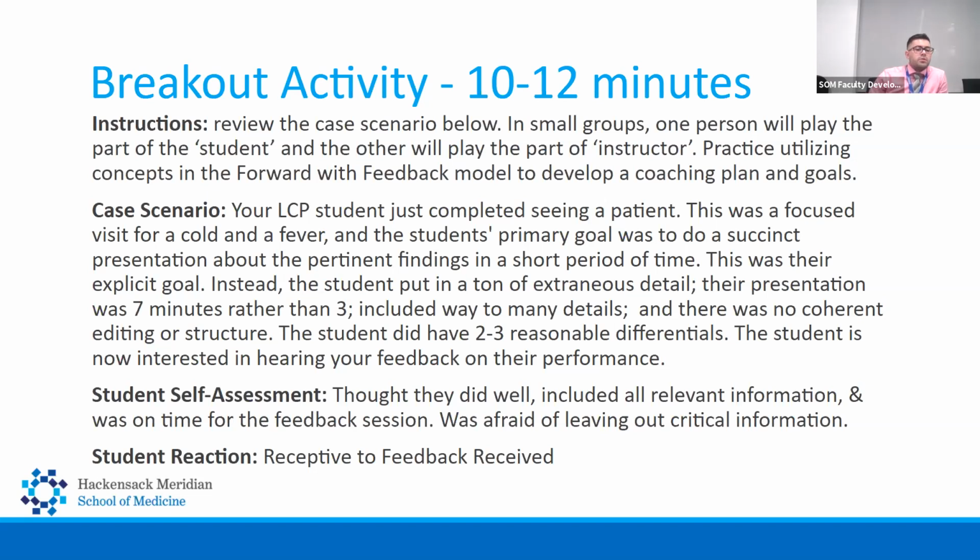And then the student reaction, for those of you doing the role play as a student, is that you're very receptive to feedback. So this isn't a student who is closed off and not receptive. This is a student who is going to be receptive to feedback. So before we send you into the breakout rooms, I just want to ask, are there any questions about what our objective is here?